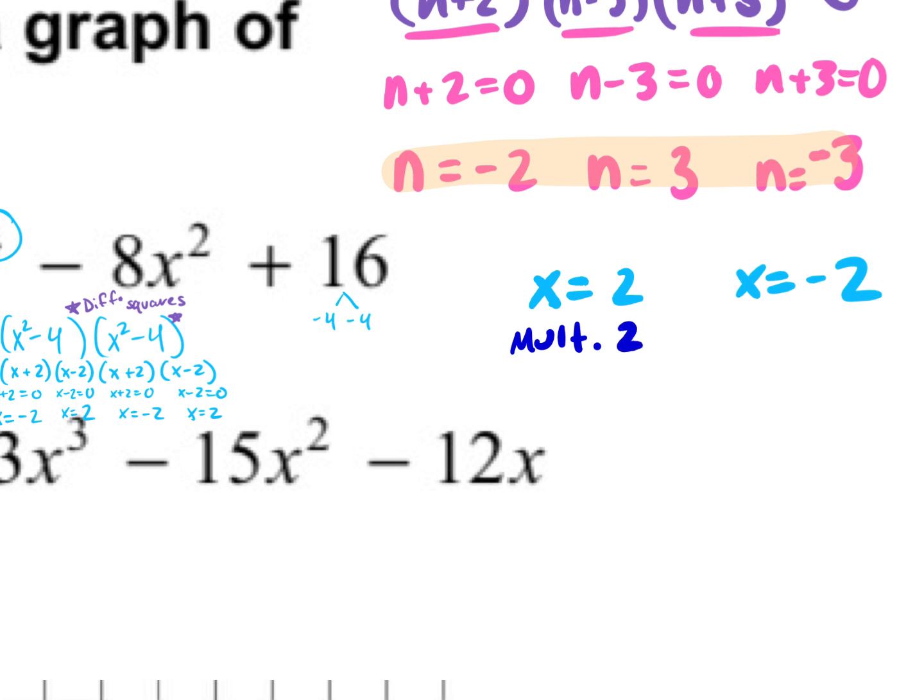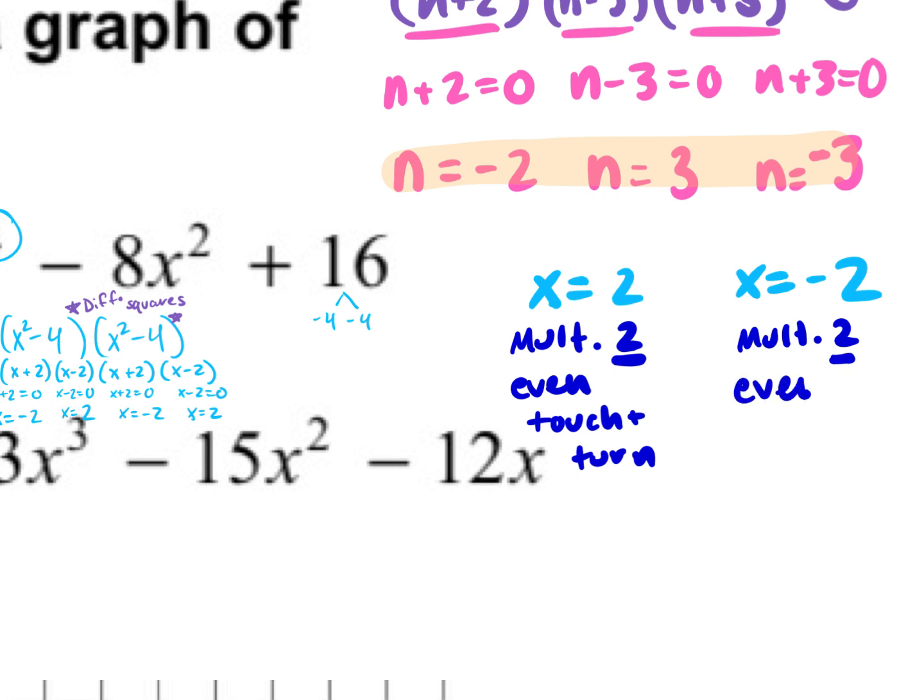Is 2 even or odd? Even. Remember, we're talking about the multiplicity. How many times that occurs? This 2 is even. If I have even multiplicity, do I touch and turn or go through? Touch and turn. Let's do the same thing with -2. How many -2's did I have as an answer? 2. So my multiplicity was 2. 2 is even or odd? Even. And if I have even multiplicity, we touch and turn.